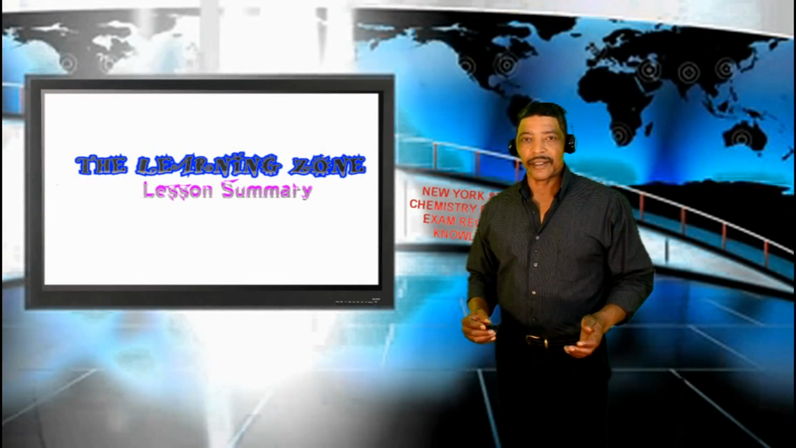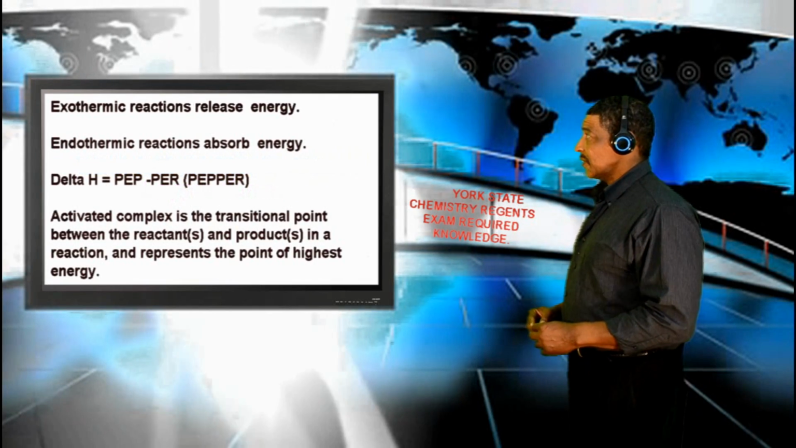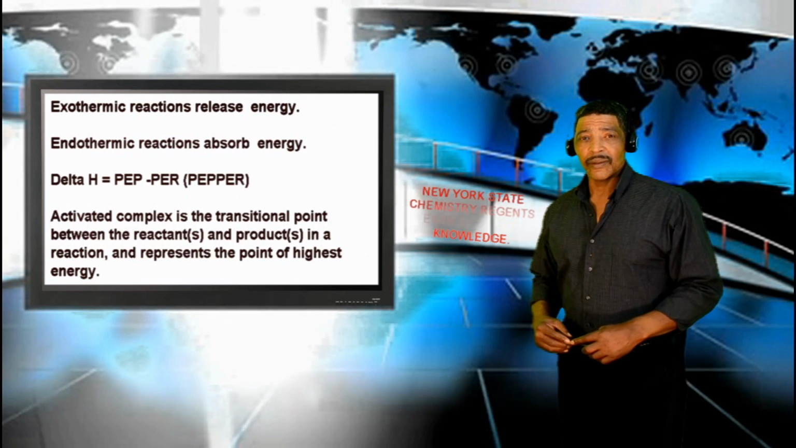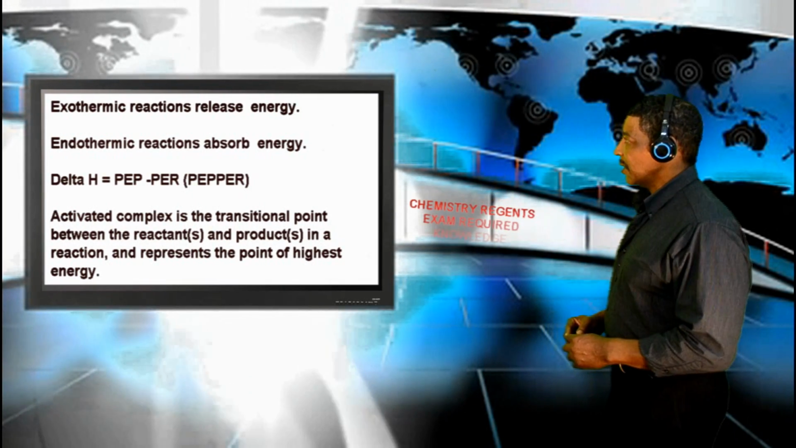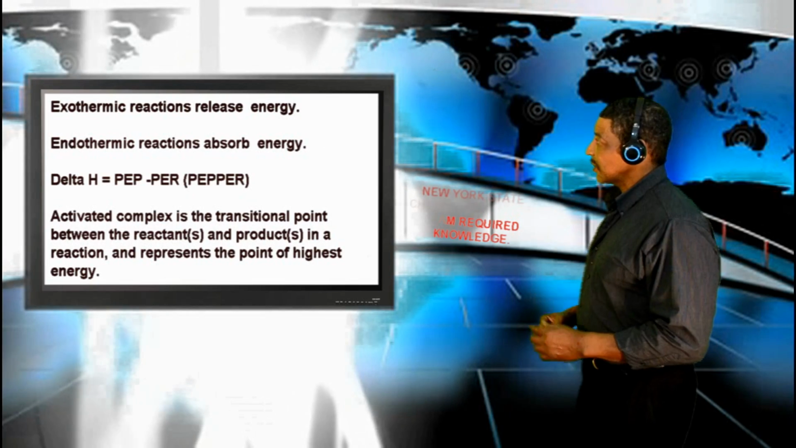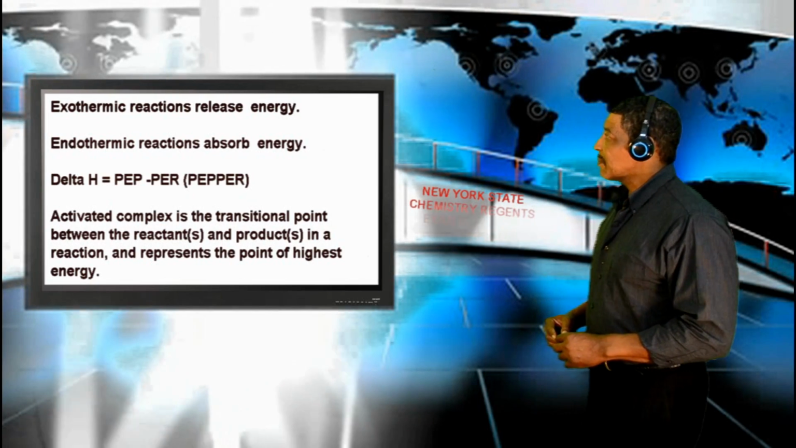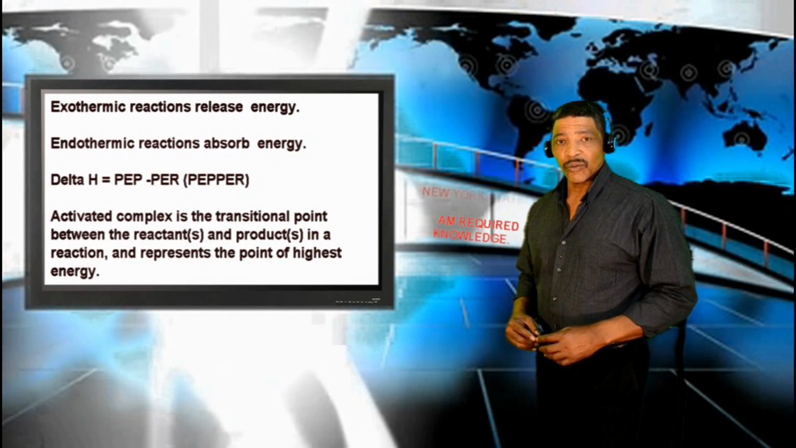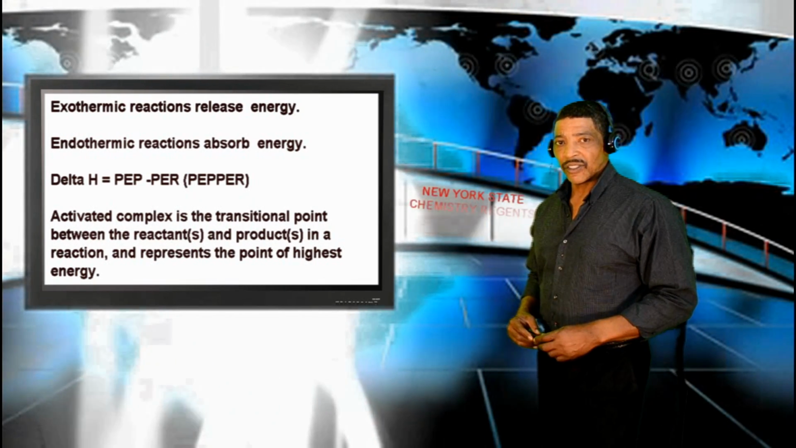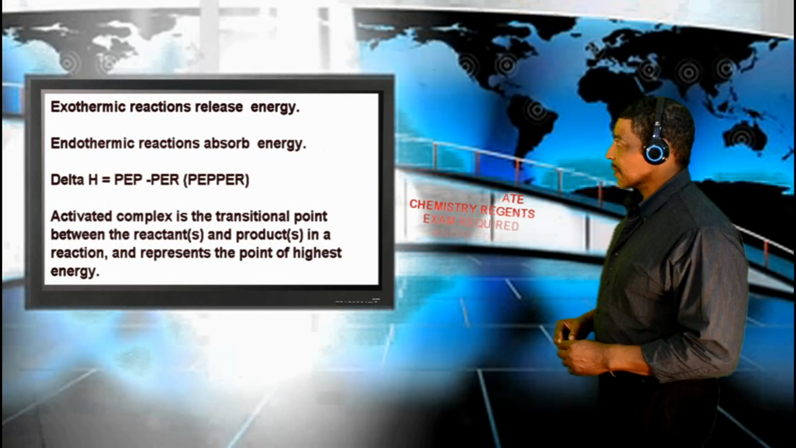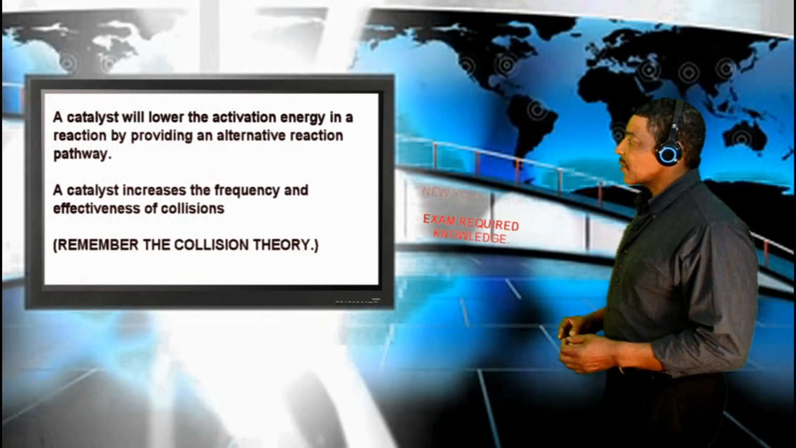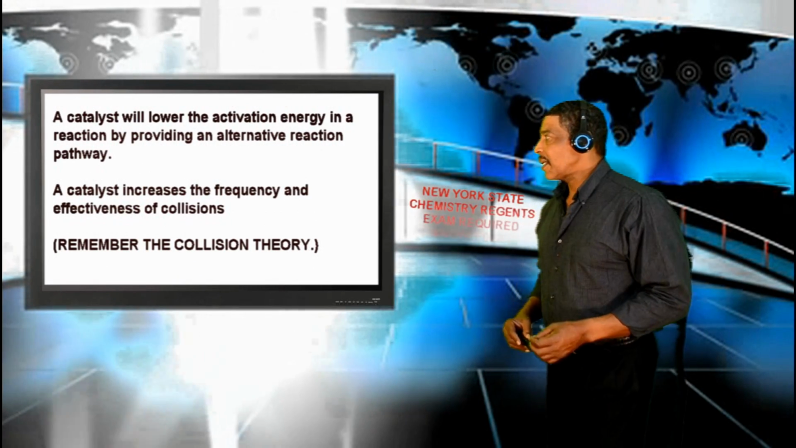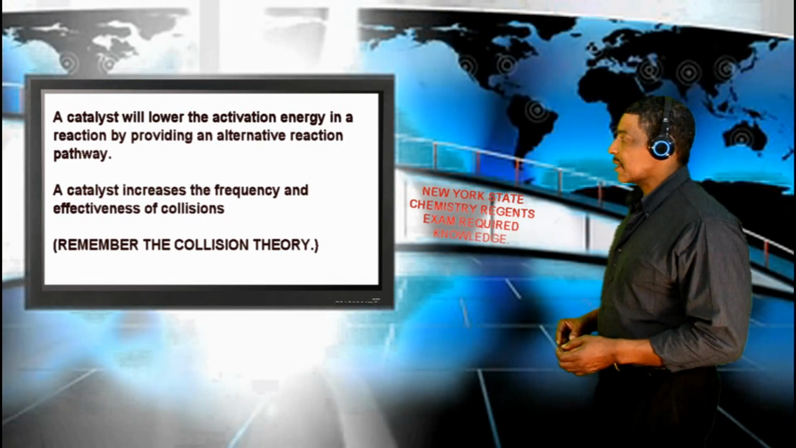Now to summarize, an exothermic reaction releases heat energy, an endothermic reaction absorbs heat energy. Delta H is equal to PEP minus PER. An activated complex is a transitional species between the reactants and the products. Activated complexes will possess the greatest amount of energy during the chemical reaction. A catalyst lowers the activation energy by providing an alternate pathway, thus increasing the frequency and effectiveness of collisions.